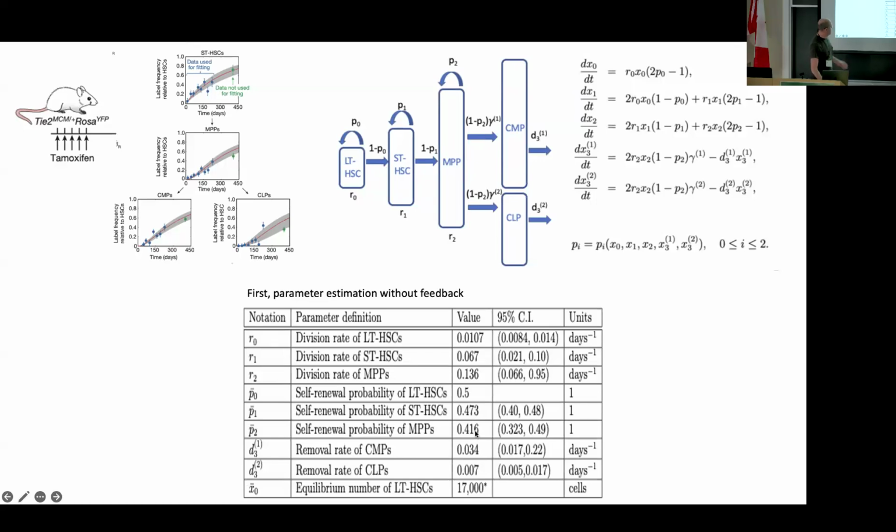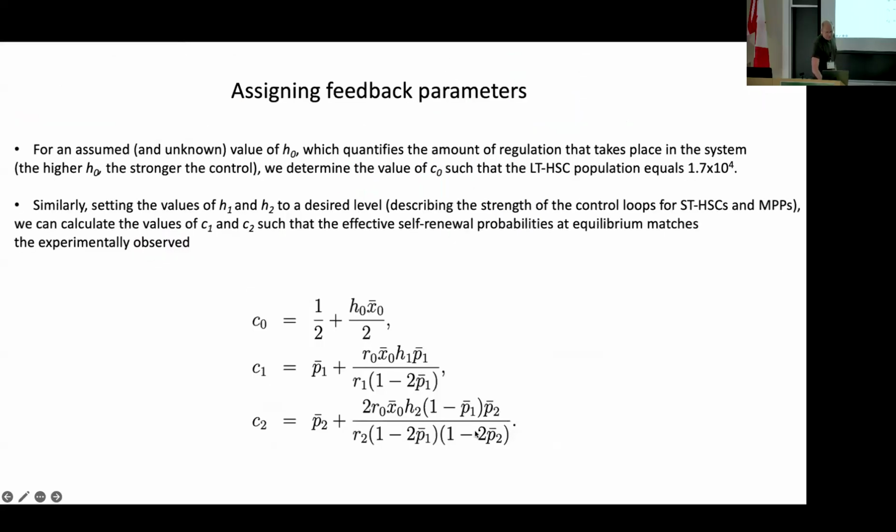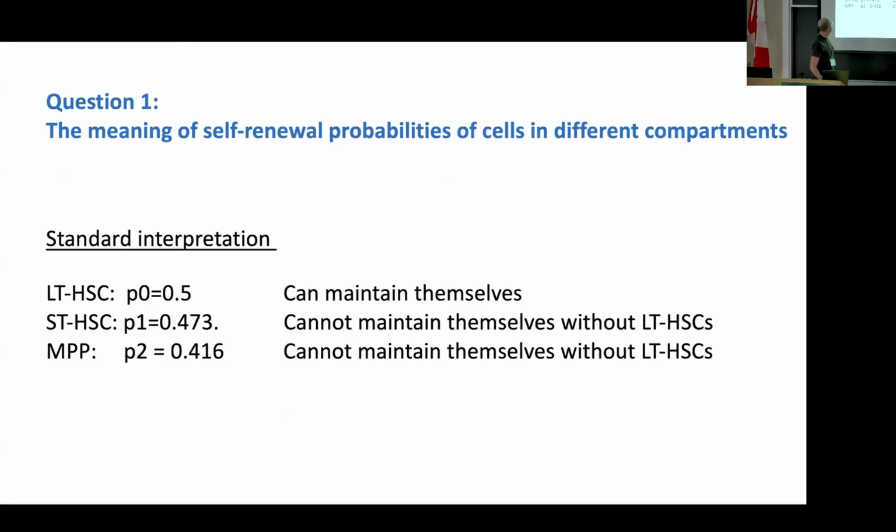Okay, so we got a bunch of parameters, and we proceeded with that. Feedback you can't really measure, and we don't know what all the feedback factors are. But given that we have all the other parameter values, we can find combinations of the self-renewal probability in the absence of feedback and the strength of feedback that are consistent with the number of cells in the different compartments that has been measured in the mice. That's what we did to guesstimate the feedback parameters.